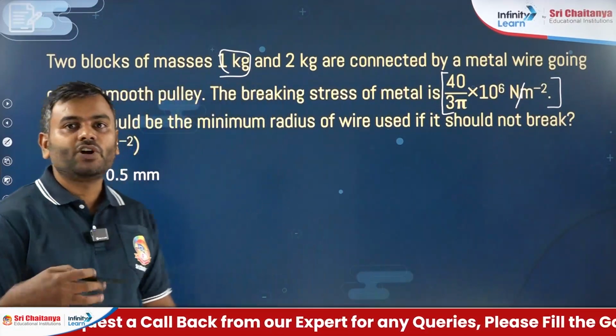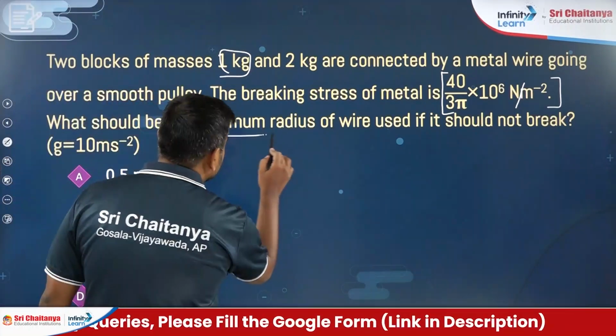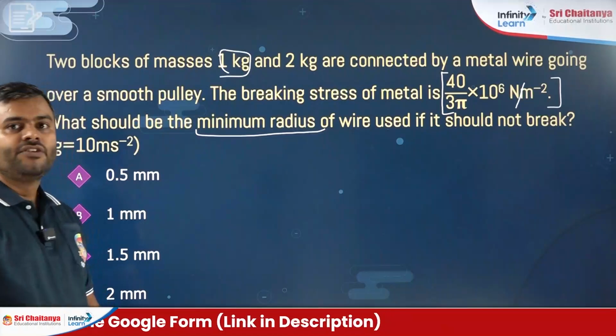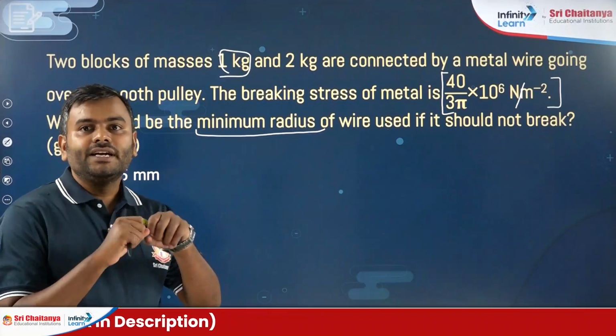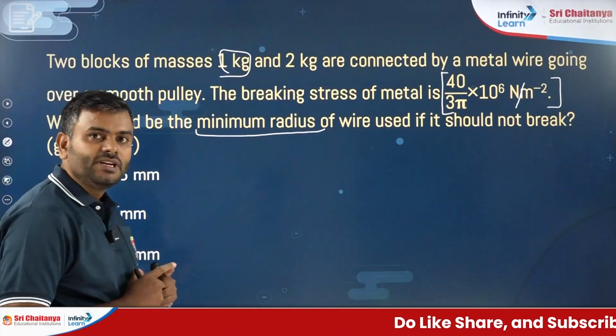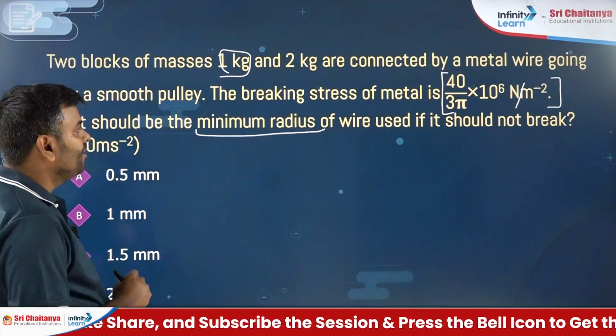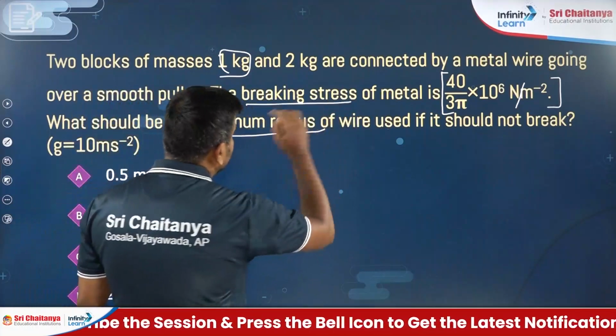Okay. So basically they are asking us to calculate the radius of the cross section of the wire so that it will not break. It means we have to calculate the maximum radius which is possible for that wire, by using this breaking stress value.